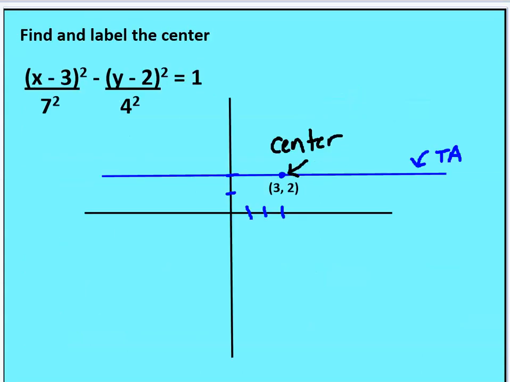So let's start. All right, so we have the center. Center is h, k. Center is going to be 3, 2. And then I'm going to draw my transverse axis. It's a horizontal transverse axis, and I'm going to abbreviate my transverse axis as TA.